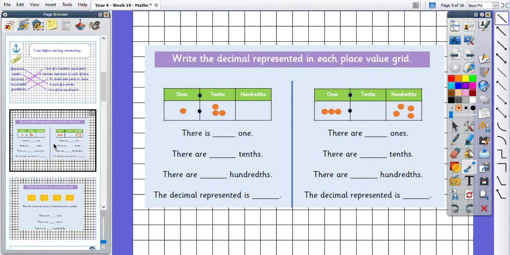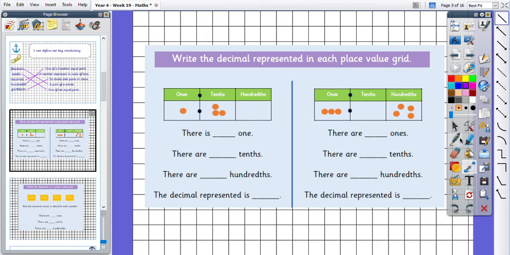Okay, so having a look at the flip chart page in front of you, we are now looking at counters in our place value grid and turning these into decimal numbers. So write the decimal represented in each place value grid.